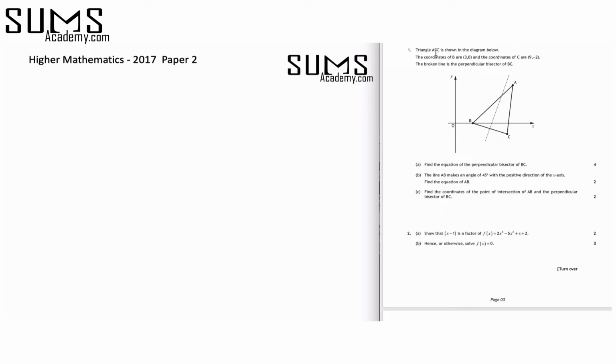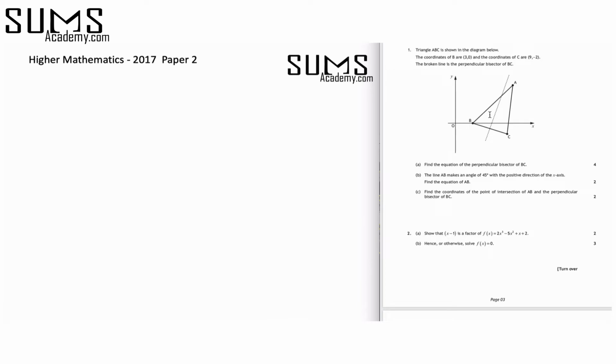Question 1. The triangle ABC is shown in the diagram below. The coordinates of B are (3, 0) and the coordinates of C are (9, -2). The broken line is the perpendicular bisector of BC. Find the equation of the perpendicular bisector of BC.